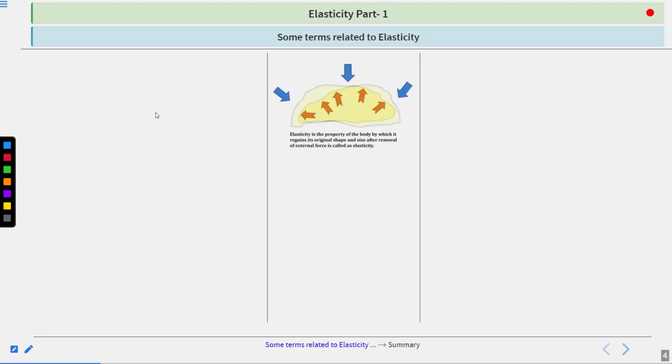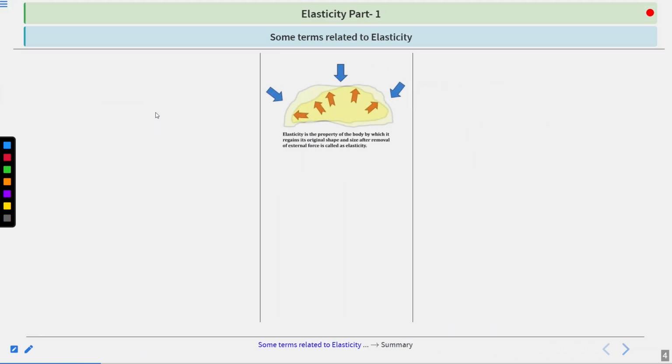Now let's talk about some terms that are related to the elasticity. But before this, we must be aware of the elasticity. What do we mean by it? Then only we'll be able to talk about the terms that are related to it. So if I ask you what do you mean by elasticity? Here in this picture, you can see that elasticity is the property of the body by which it regains its original shape and size after removal of external force.